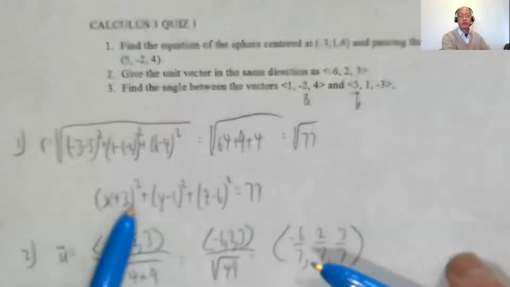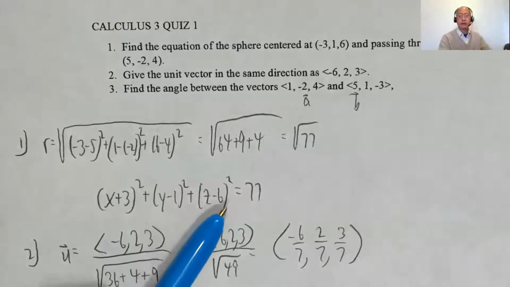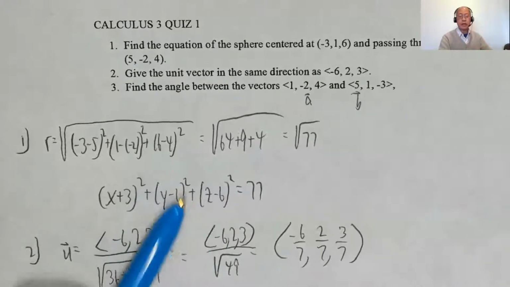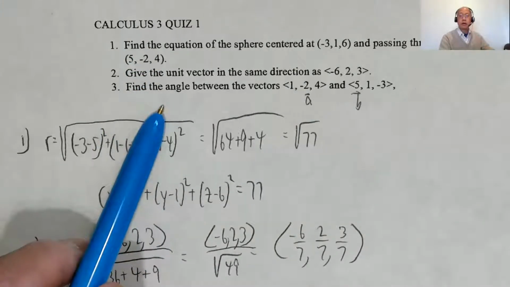So the answer is (x + 3)² + (y - 1)² + (z - 6)² is equal to 77. And again, you had a problem just like that in the homework. All the problems were something very similar to homework problems.